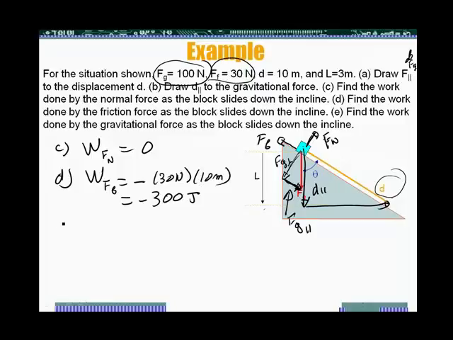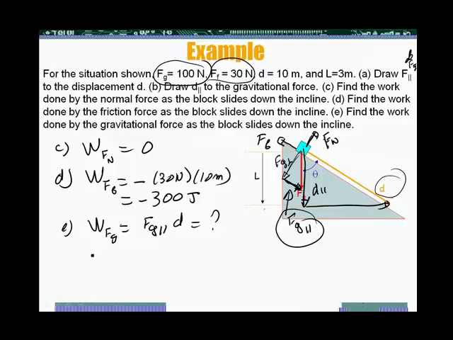Now here, to find the work due to gravity, we have our pick. We can look at it either way. We can look at Fg parallel and d, so then we say the work due to Fg is going to be Fg parallel times d, which in this case, we don't know what Fg parallel is. But if it was given in the question, then we can find it.